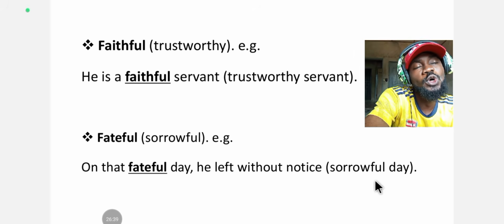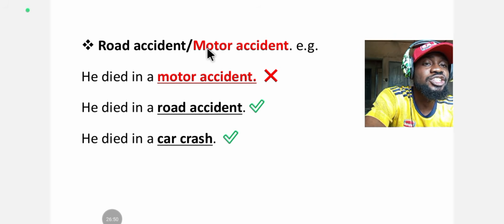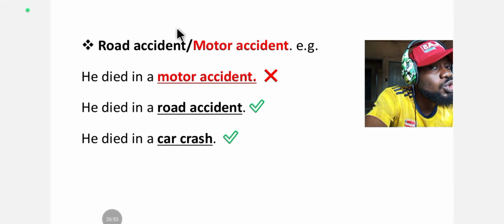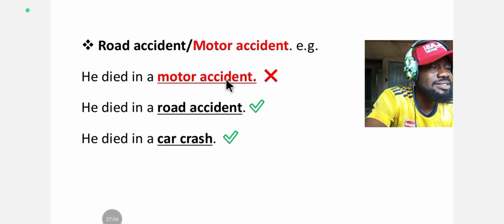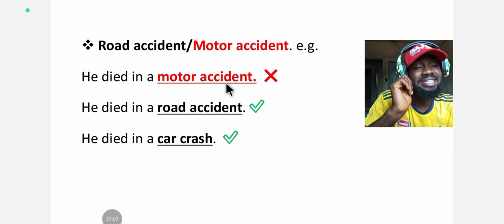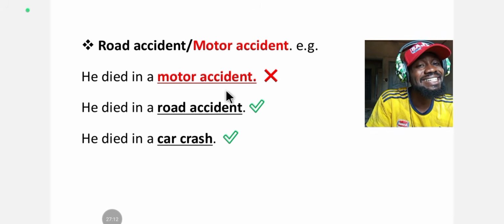It means on that sorrowful day, he left without notice. The next we have here is road accident / motor accident. You call it road accident and not motor accident. That's why it's color-coded with red here. For example, he died in a motor accident. That's wrong. It's a very common mistake in Nigeria especially. He died in a motor accident. No, wrong. He died in a road accident.